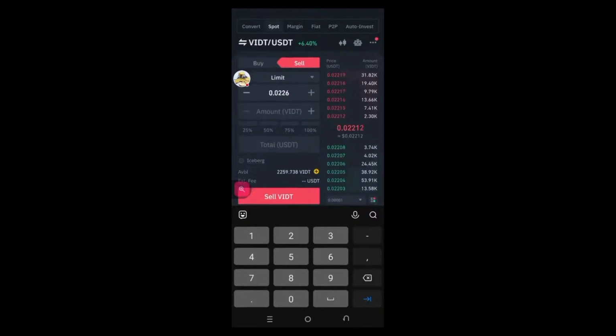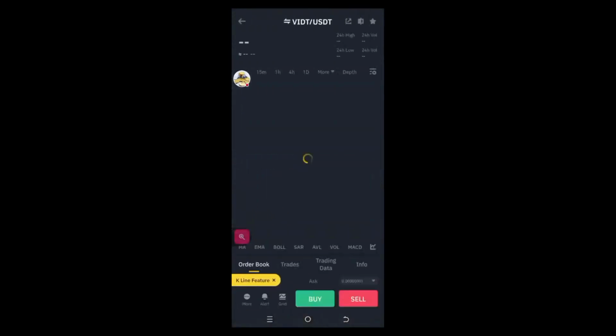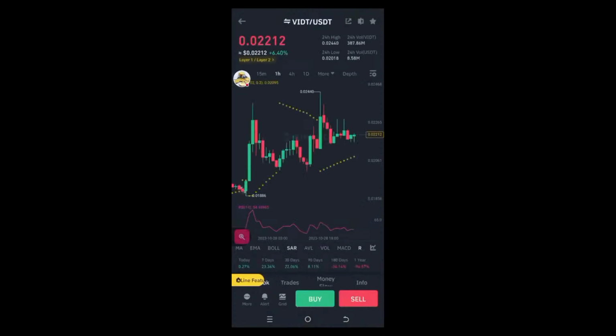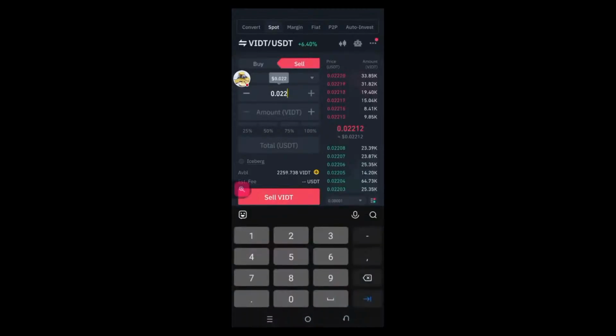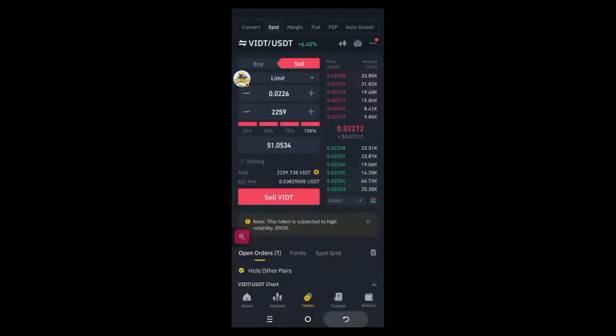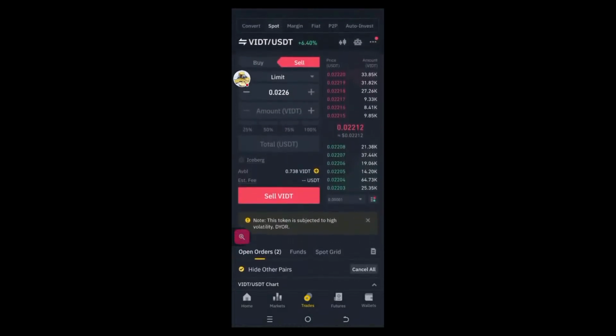Okay, let's see whether if we put 226 it's gonna work. Okay, not that much. $2, 2%. This one looks like it's gonna go. Let's put 226, and then now pick up everything. $1 is fine. Okay, that's 2%. That's our target. So now let's put that in the queue. VIDT is currently in the queue.